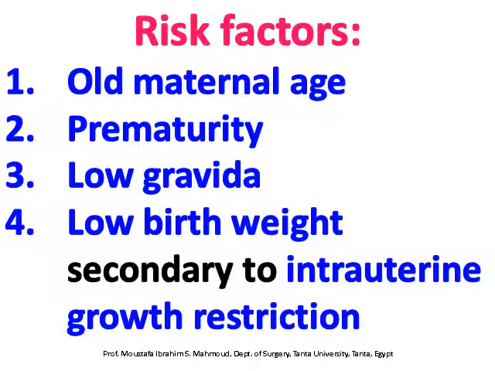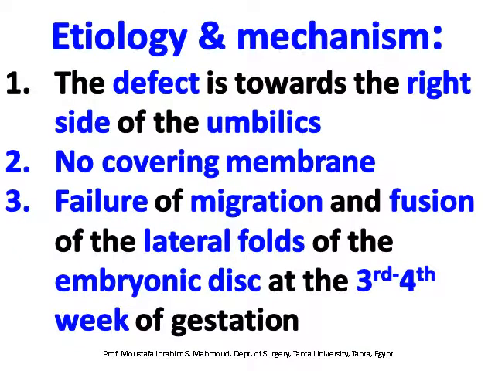The risk factors include old maternal age, prematurity, low gravity, low birth weight, secondary to intrauterine growth restriction. Etiology and mechanism. The defect is towards the right side of the umbilicus. No covering membrane, failure of migration and fusion of the lateral folds of the embryonic disc at the third to fourth week of gestation.